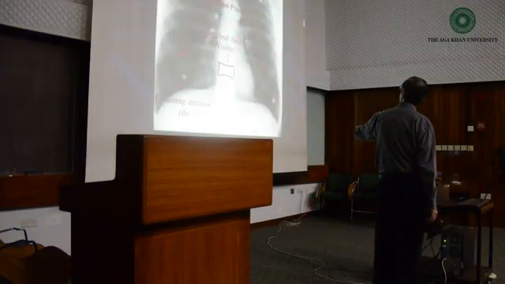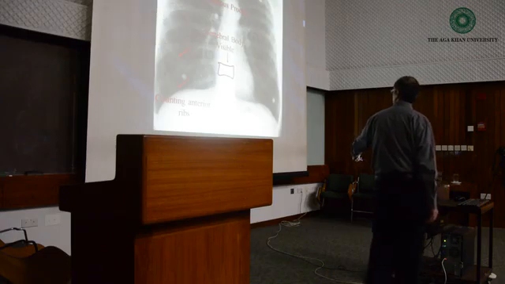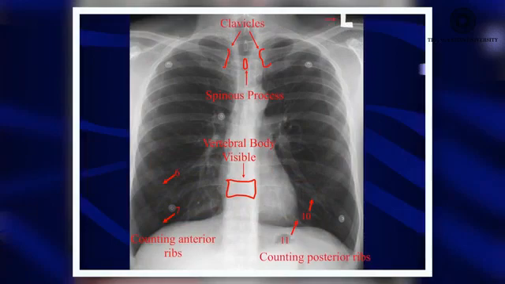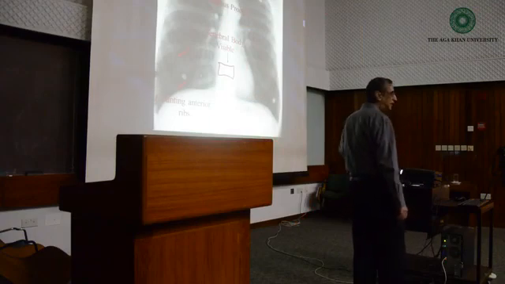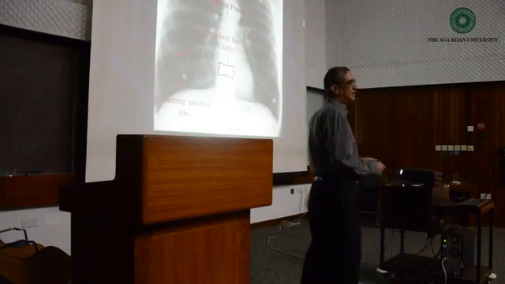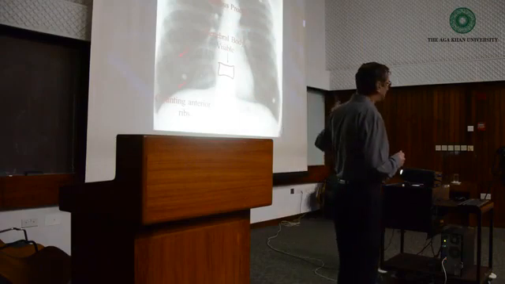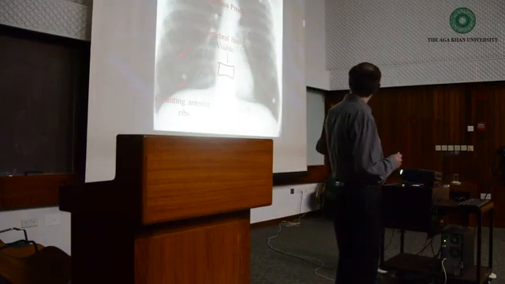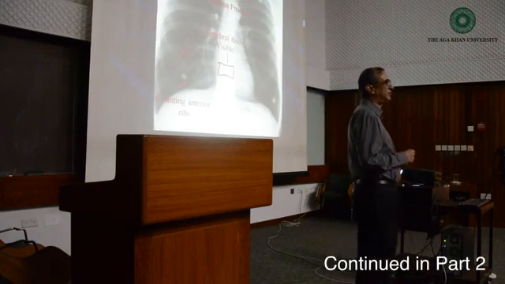So let's count. I'm counting the anterior ones. 1, 2, 3, 4, 5, 6, 7. Isn't the 8th going below? The 8th is going below the diaphragm. It's ending here. So we count how many anterior ends are above, and we'll say there are 7 ribs. 6 are required, so this person has done better than what is required. If 6 ribs anteriorly are above the diaphragm, it's adequate inspiration.